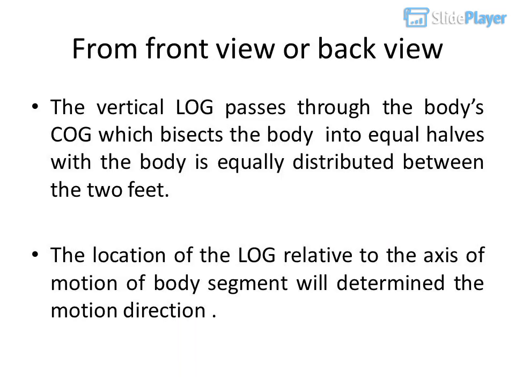From front view or back view, the vertical line of gravity passes through the body's center of gravity, which bisects the body into equal halves, with the body weight equally distributed between the 2 feet. The location of the line of gravity relative to the axis of motion of a body segment will determine the motion direction.